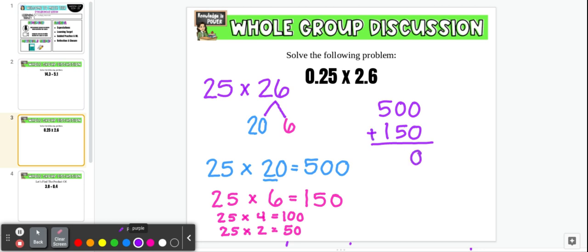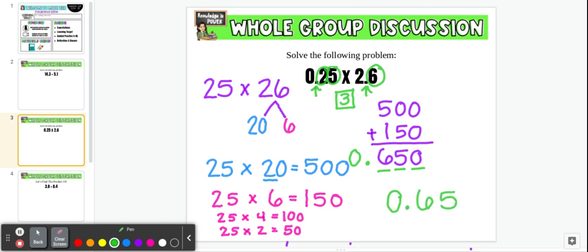So now I'm going to add up 500 plus 150, and you get 650. But we have to go back and ask, how many numbers did I have after my decimal points? Well, I had 2 in this one, and then 1 in the other, so I had 3. You start at the end and count in 1, 2, 3. Put your decimal point. I usually add a 0 before, so your answer would be 0 and 650 thousandths.